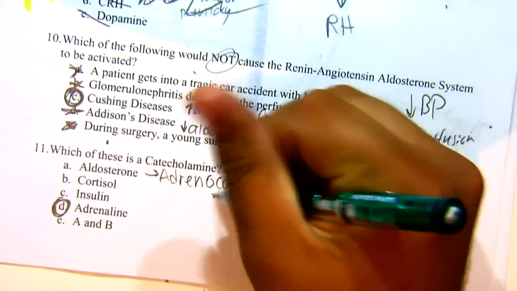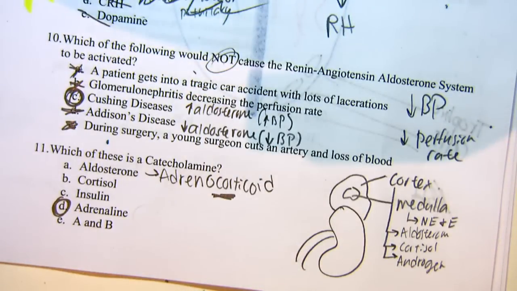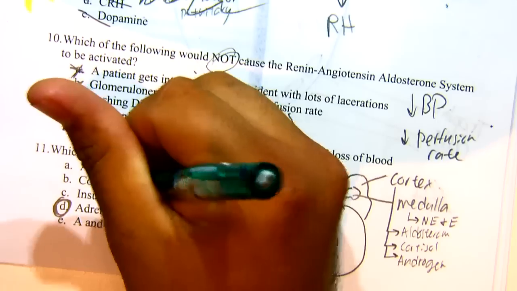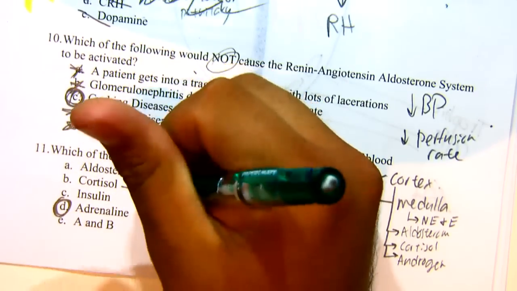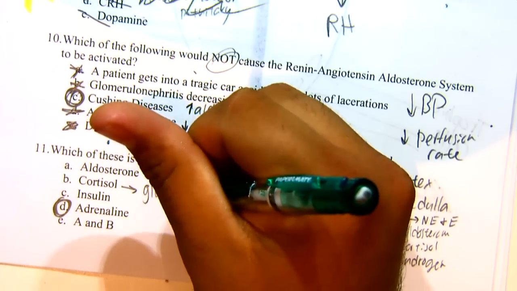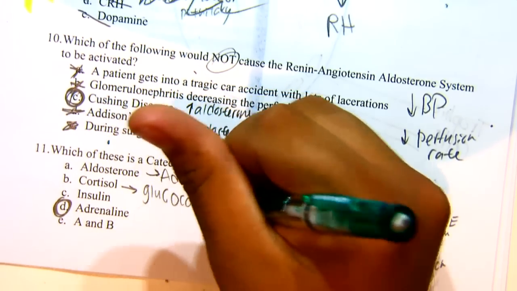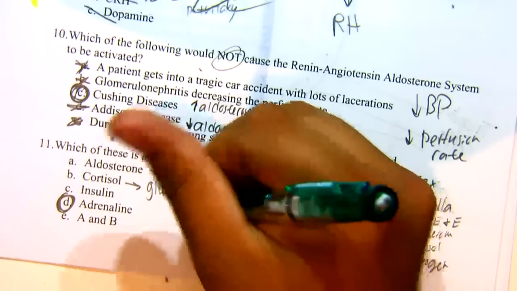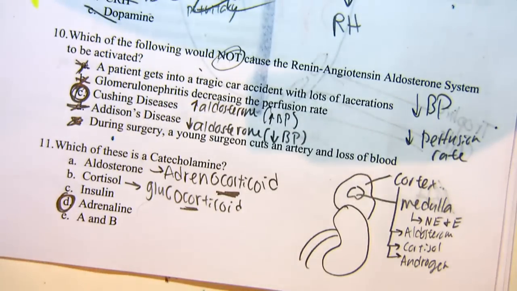I always look for a core. That's going to be like a signal. It's going to be in the cortex. Cortisol, that one revolves around sugar and glucose, so this is a glucocorticoid. Remember, core is referring to the cortex.